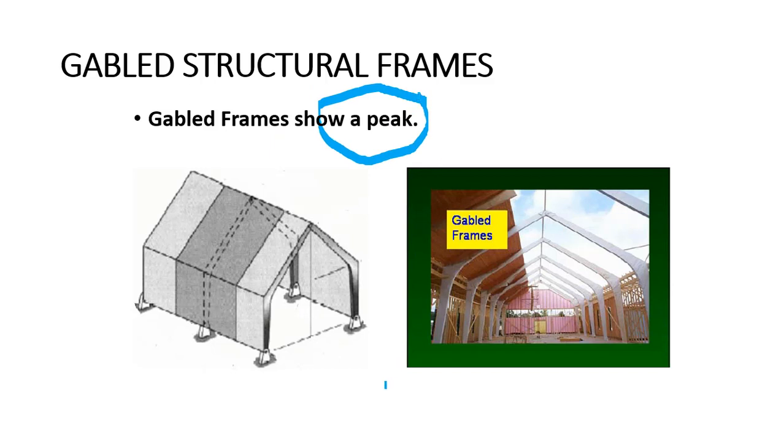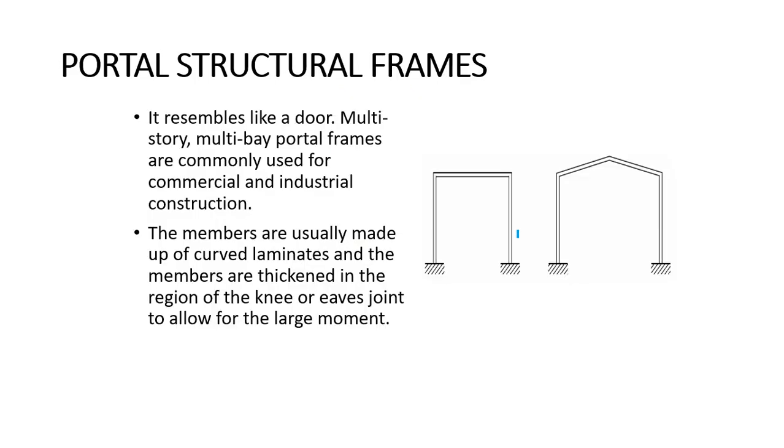Jadi gable ni dia ada peak. Okay, manakah satu yang kita gelarkan dia peak? So the peak adalah yang this one. It has a peak. Like a pitch roof tu, this one also has a peak. Okay, so it is called a gable frame. Okay, macam bentuk segitiga atas.